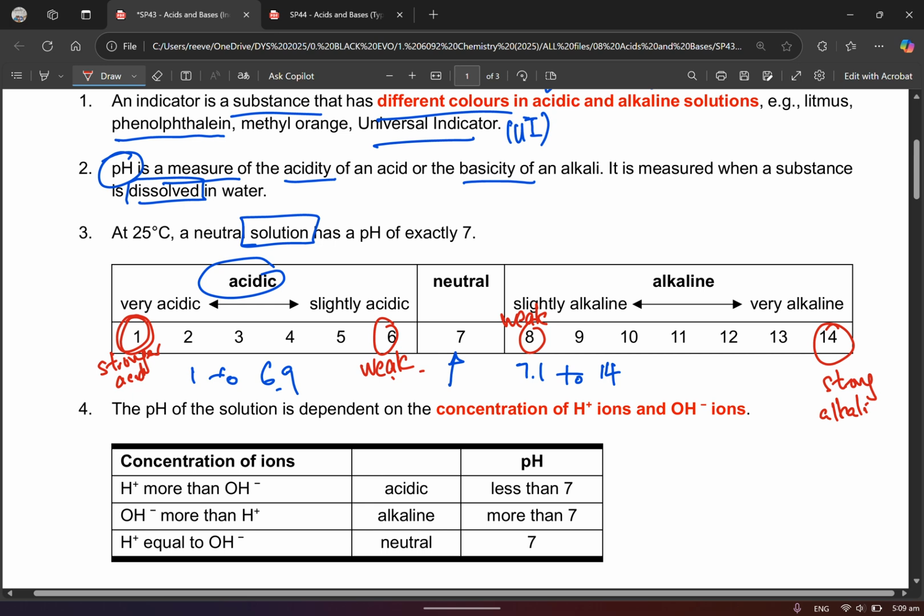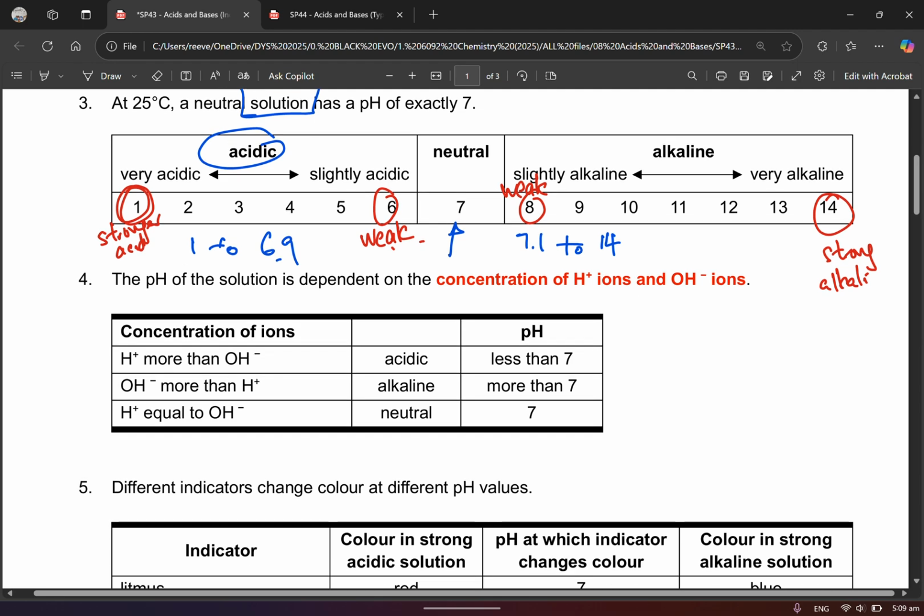You need to know the numbers well. Okay, let's move on. Now, concentration of H plus and OH minus.